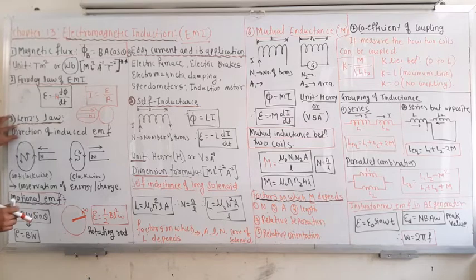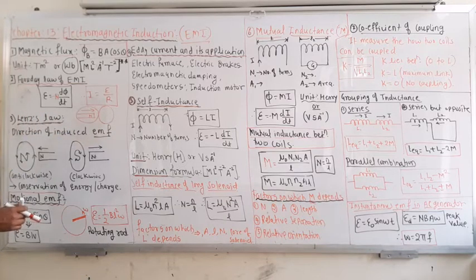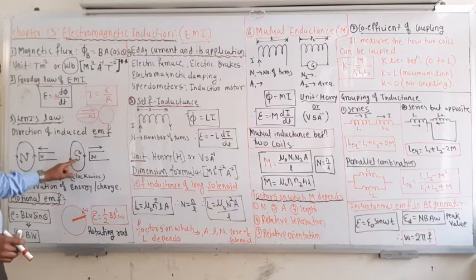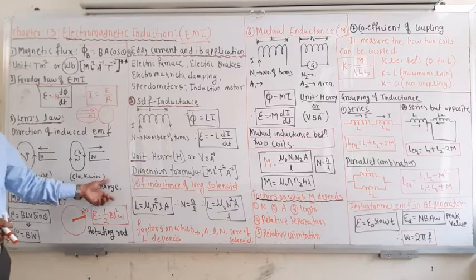Next is Lenz's law, which gives the direction of the induced EMF. If the north pole moves towards the coil, the front face of the coil acts as a north pole, and if the north pole moves away from the coil, the same front face acts as a south pole. Lenz's law is nothing but the conservation of energy and the conservation of charge.